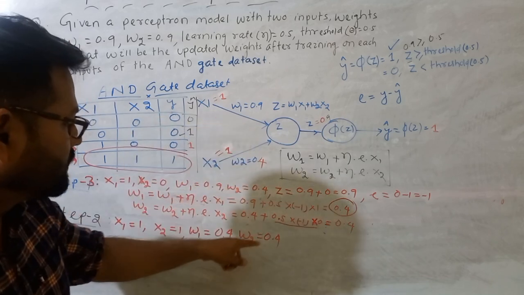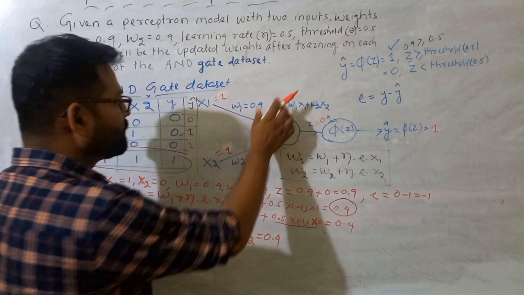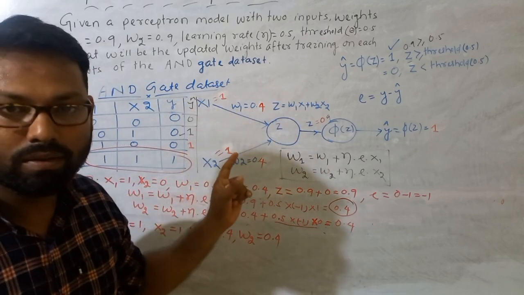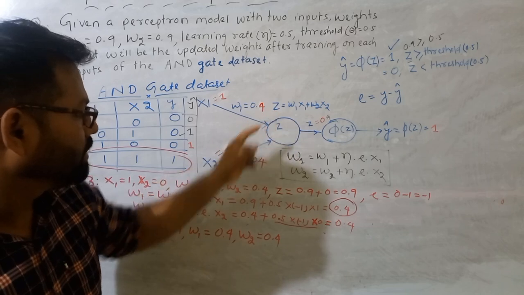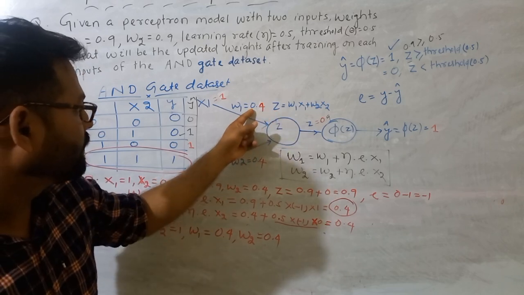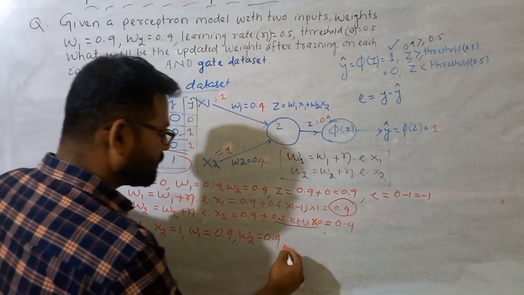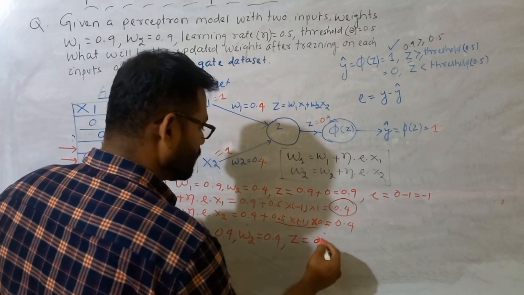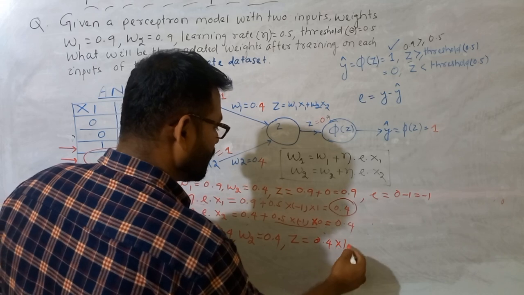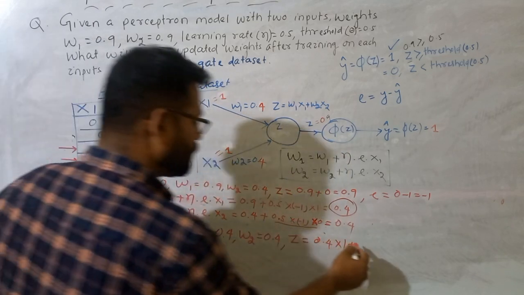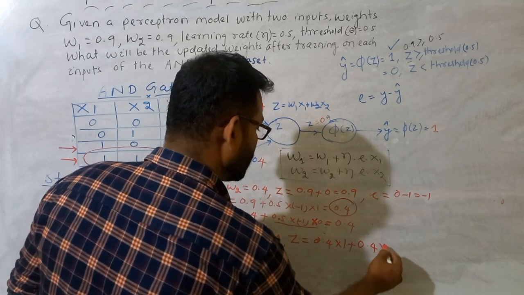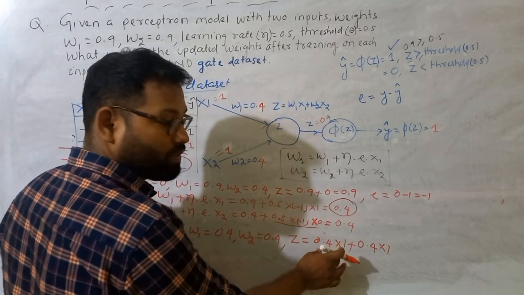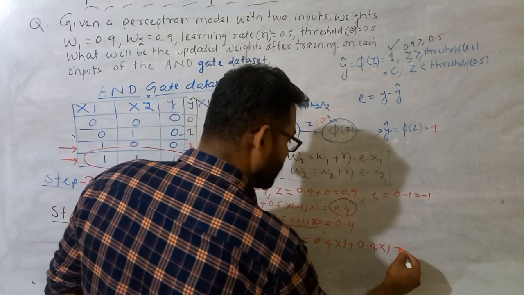And what are the weights? Weights already both updated, 0.4, 0.4. Okay, so now we are going to calculate the z value. How to calculate? Just multiply W1 into input 1. So z is equal to W1 0.4 into input 1 plus W2 0.4 into input 1. So what is the value? 0.4 into 1, 0.4, plus 0.4, that is 0.8.